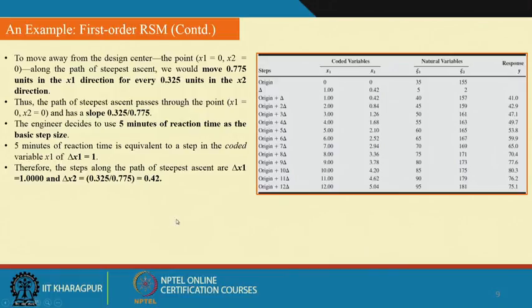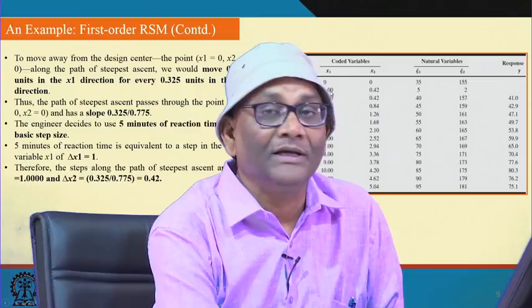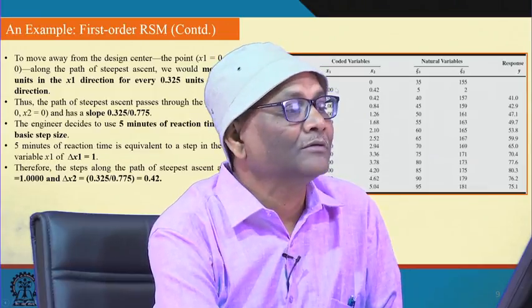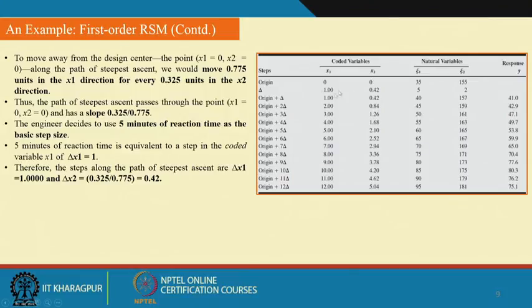Once the first order model is fit, you get the direction. Now, how do you set the direction? You start with coded variables. In coded variables, the origin is 0 0, and in natural variables, that is 35 and 155. So, you choose the step size delta for which one, for x 1 or x 2? We are choosing x 1 here because x 1 has the maximum contribution, a better contributor than x 2.